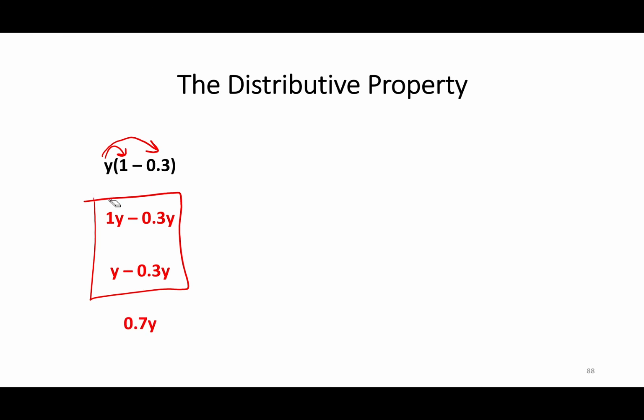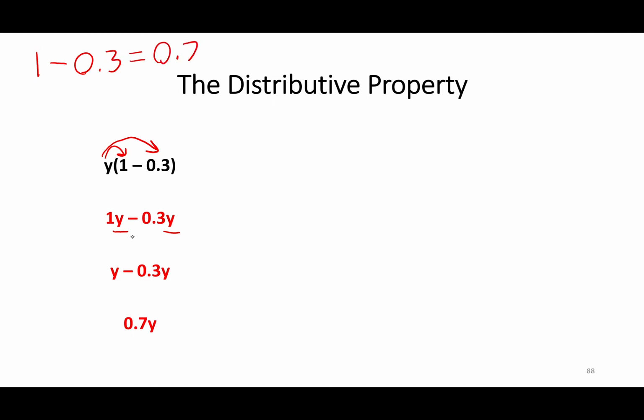And here's the nice bit. Guess what? You can subtract. Both of these have y's, right? So you can subtract them. 1 minus 0.3 equals 0.7. Voila. Your final answer will be 0.7y. This one, if you want, pause the video and try to do it yourself.